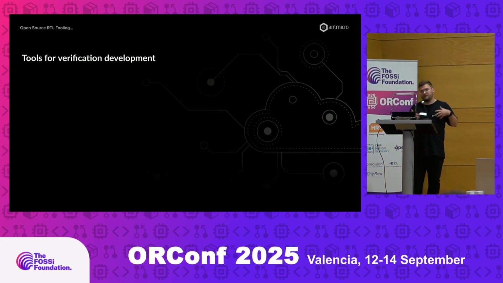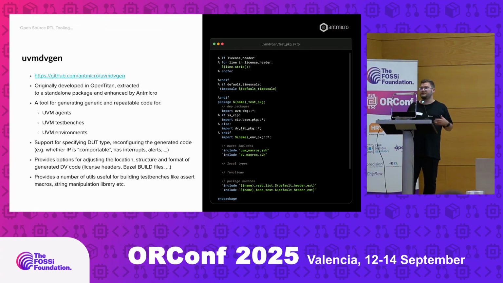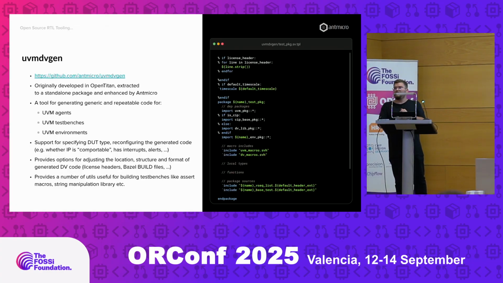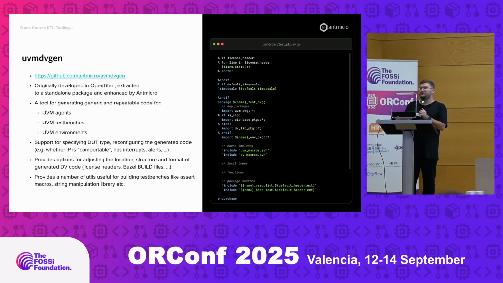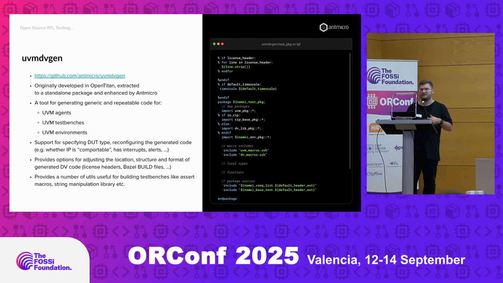Okay, so we have some tools that allow us to generate design code. Now let's go to tools for validation. Here, the tool that I would like to cover is UVM DVGen. It was also originally developed in OpenTitan and extracted as a standalone module by us, and we also applied several changes to make it more generic.